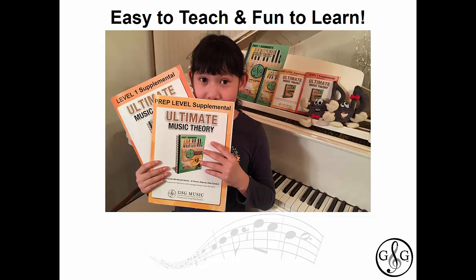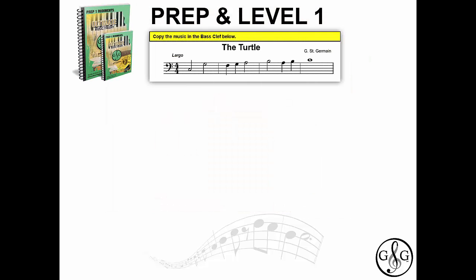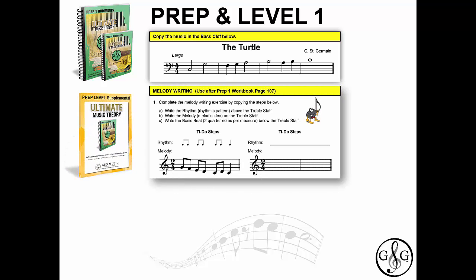UMT is easy to teach and fun to learn. Here's how it works. Let's take a quick sneak peek inside to see how the Ultimate Music Theory program builds knowledge. For example, in the Prep 1 Rudiments workbook on page 107, students begin to learn how to copy music. In the Prep Level supplemental workbook, the title at the top of the page introduces the new concept plus the page it follows in the Rudiments workbook.